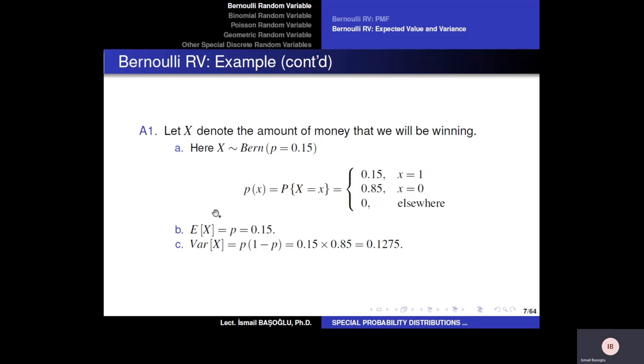And the expected value of such a Bernoulli random variable is simply equal to its success probability, and the success probability is 0.15. And the variance of a Bernoulli random variable is calculated according to the formulation, P times 1 minus P. And since P is 0.15, we can plug in the values. Hence, the variance of this Bernoulli random variable is 0.1275.